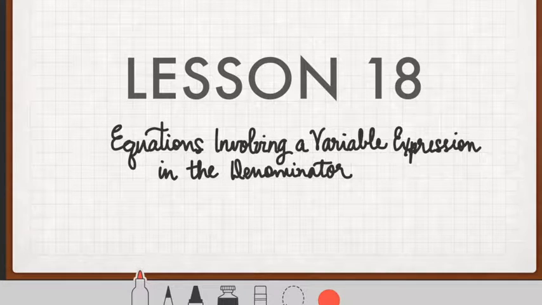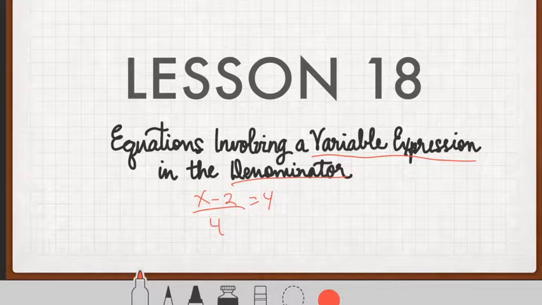In this lesson, we're going to continue solving equations and inequalities, but we are going to be specifically looking at equations that involve a variable expression in the denominator. Up until now, you may have had equations that have a number in the denominator like this. But what we are going to be focusing on in today's lesson is what happens when instead of a number, we have a variable.